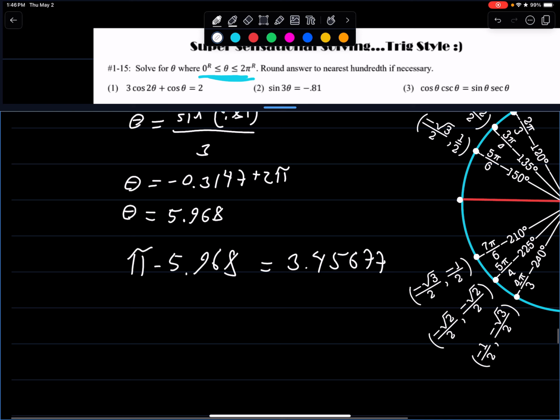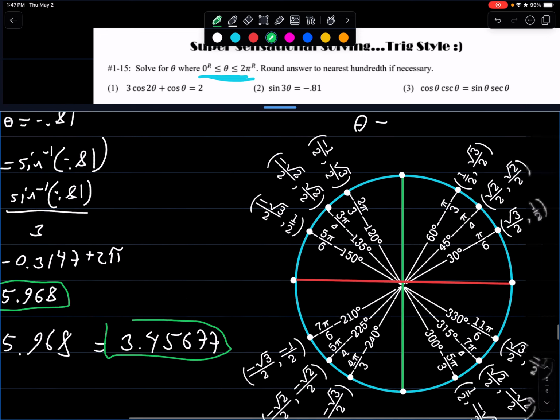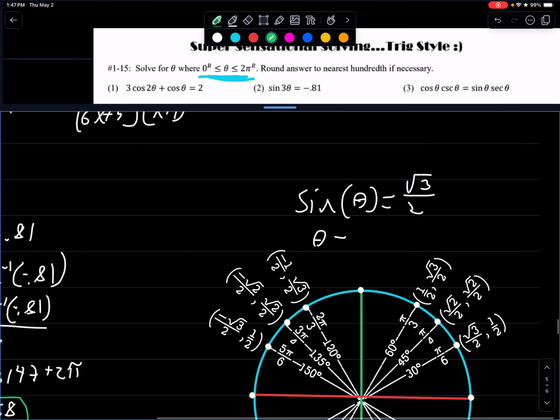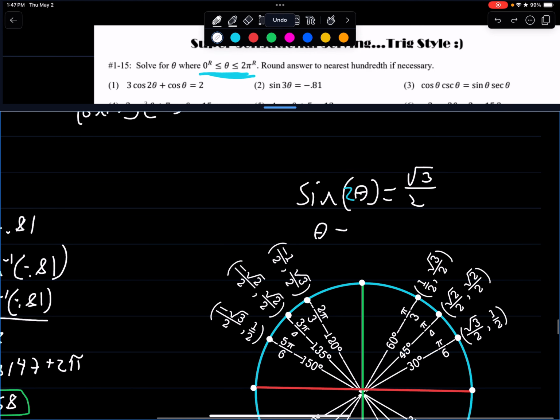So we now have our two solutions. So theta equals, we have our two first solutions. Just like we would do if we were doing sine of theta equals root 3 over 2, where we can even say we have 2 theta here, we would have found our two solutions as being pi over 3 and 2 pi over 3.